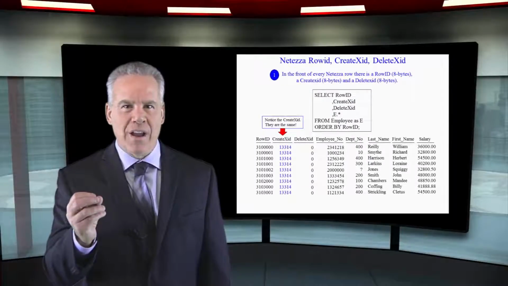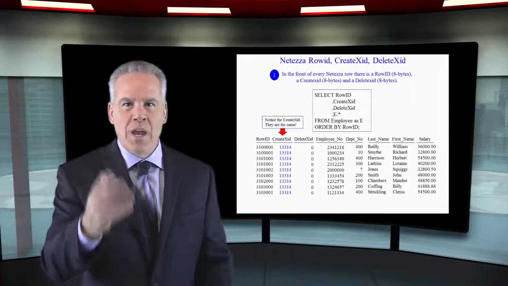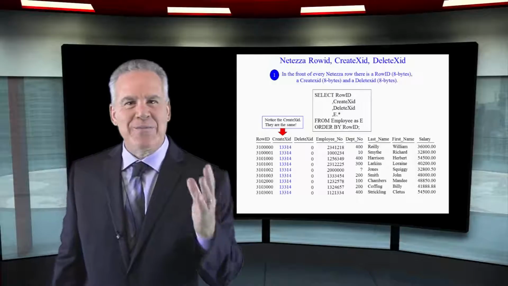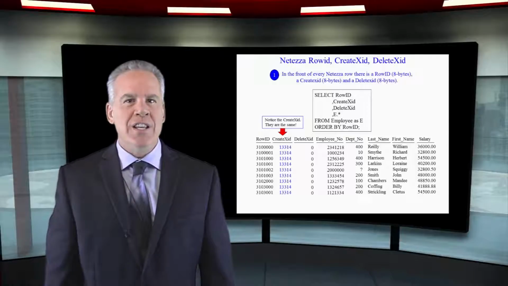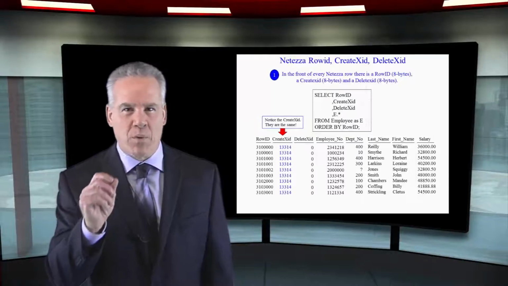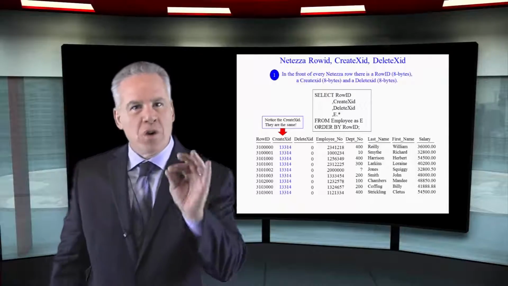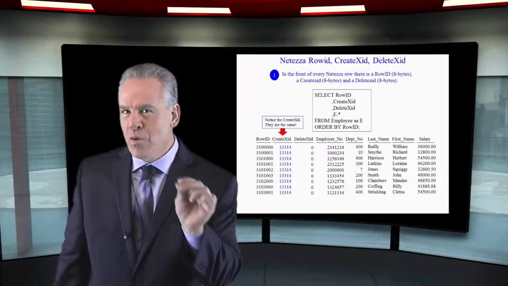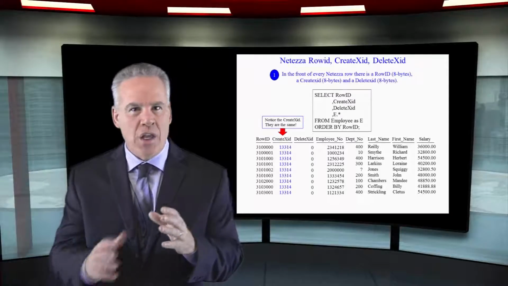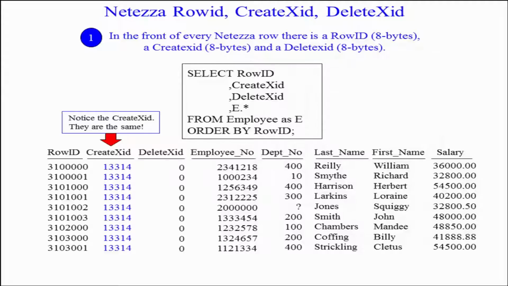Michelangelo once said, "I saw the angel in the marble and I carved until I set him free." Vision is so very important. Being able to paint the right pictures. Well, you're going to understand how a row is laid out on Netezza, and it is extremely clever.